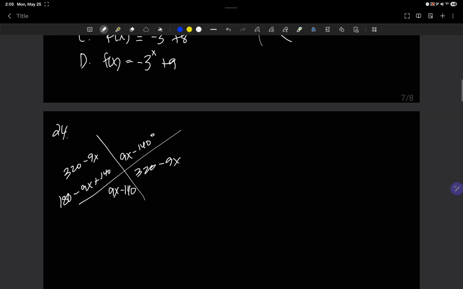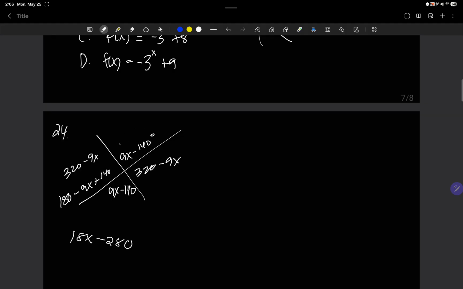Okay. And then it wants which of the following could not be the sum of the measures of any two of the angles. So if you add these together, that would be the vertical angles together. It's really just double that, so it's 18x minus 240. So that would be one possible. I think you meant 280. Oh, 280. Yep, 280. So that would be the sum of those.